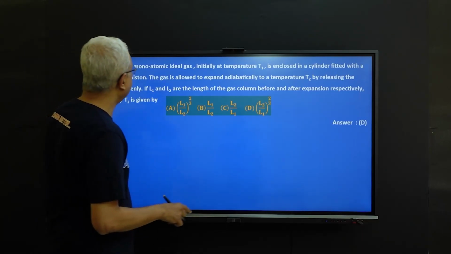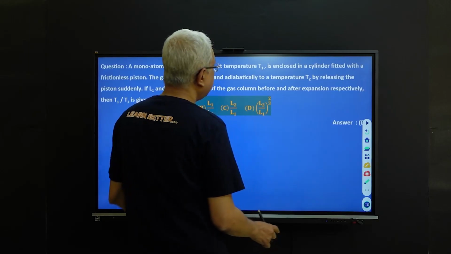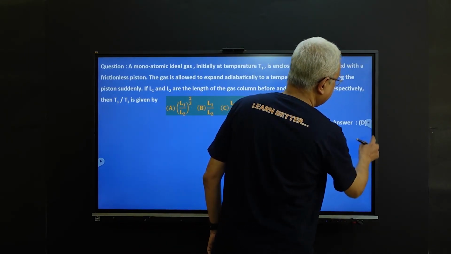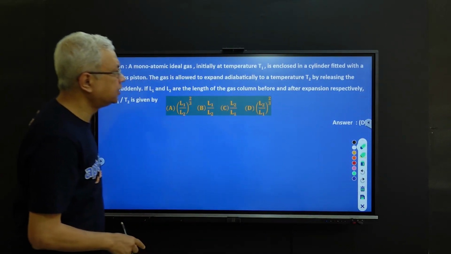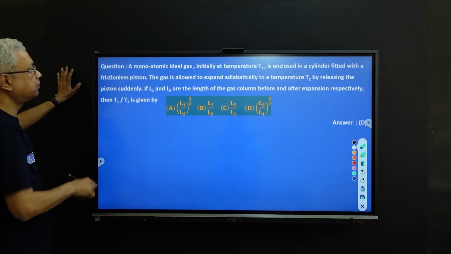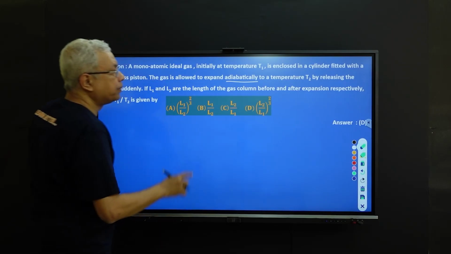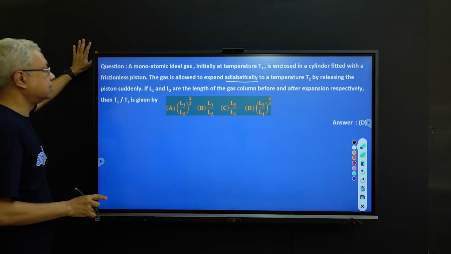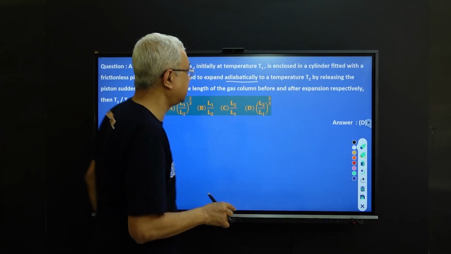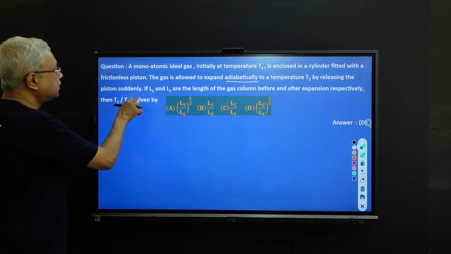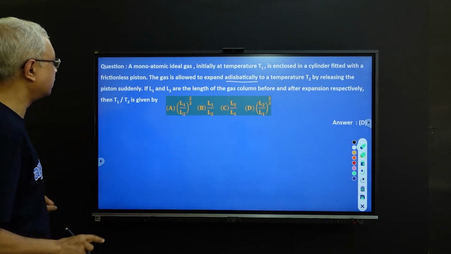What is the problem? A monoatomic ideal gas, initially at temperature T1, is enclosed in a cylinder fitted with a frictionless piston. The gas is allowed to expand adiabatically to a temperature T2 by releasing the piston suddenly. If L1 and L2 are the lengths of the gas column before and after expansion respectively, then T1 by T2 is given by which one of the four expressions A, B, C, D that is to be found out.